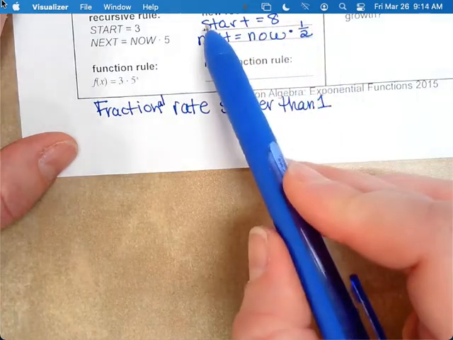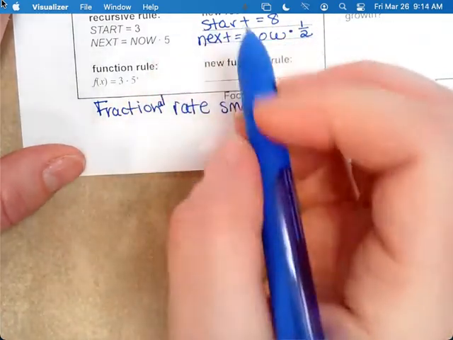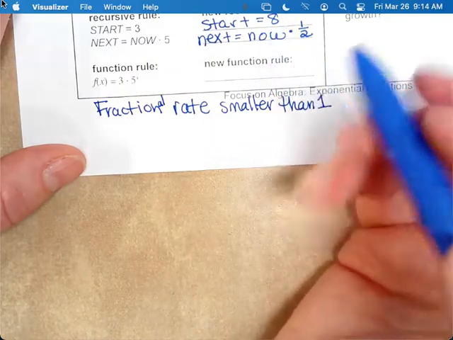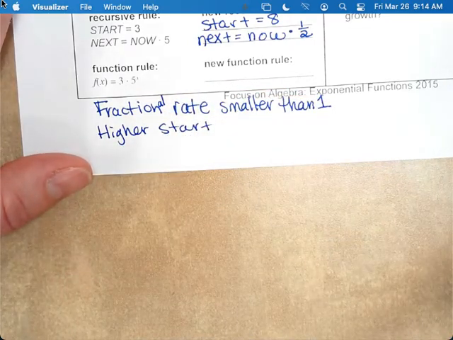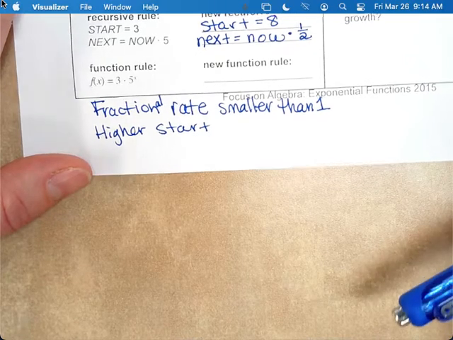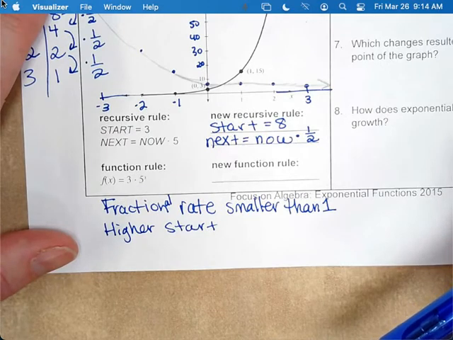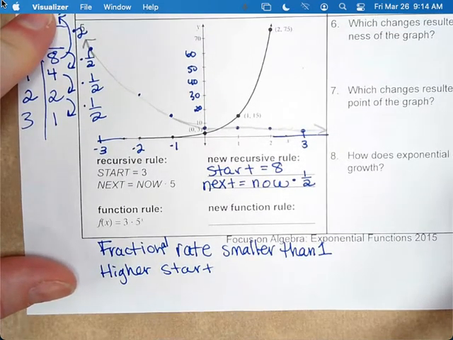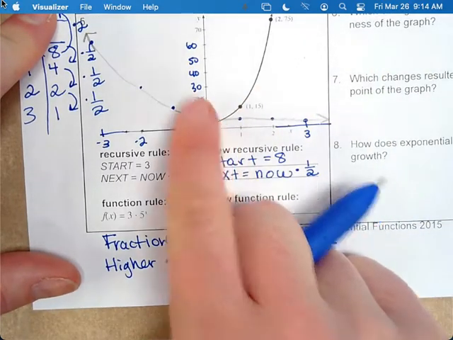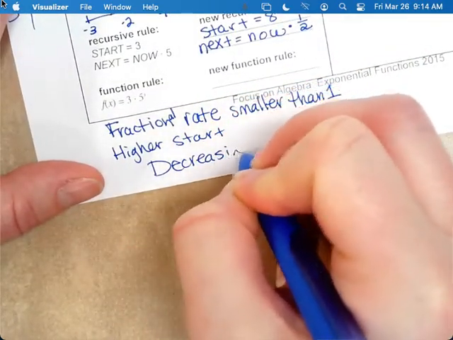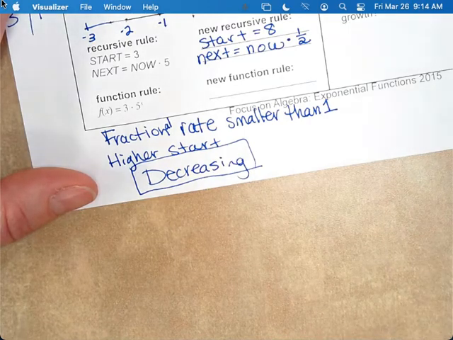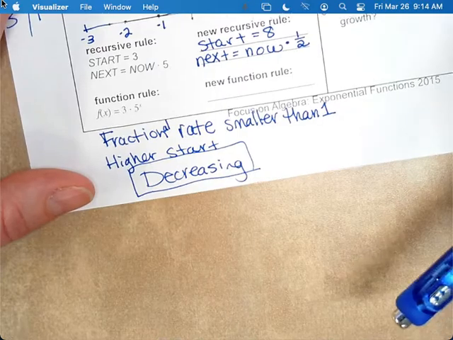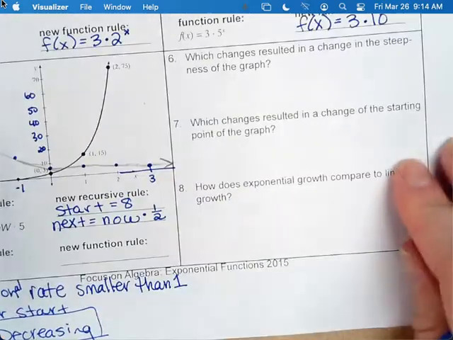And then the other thing was the start value was changed, so it was a higher start. And we know that it was a decrease, right? I'm just going to put decreasing is what it is. So let's answer these 3 questions.